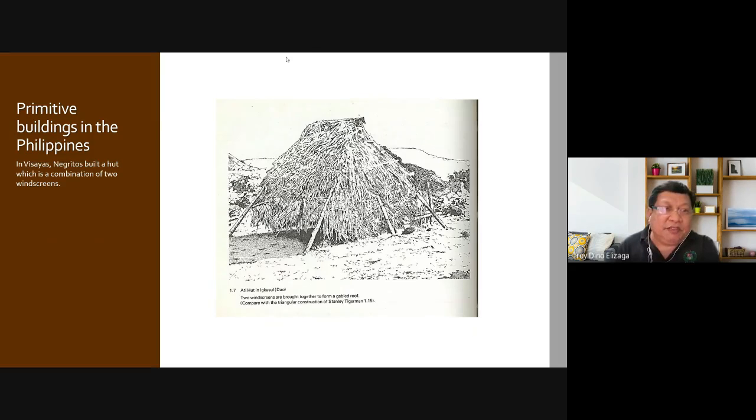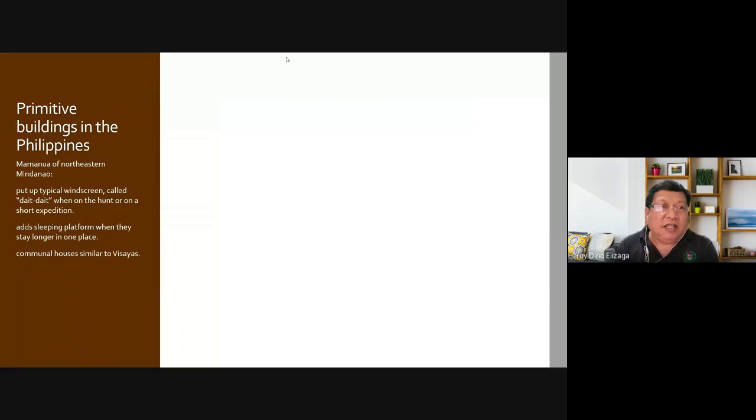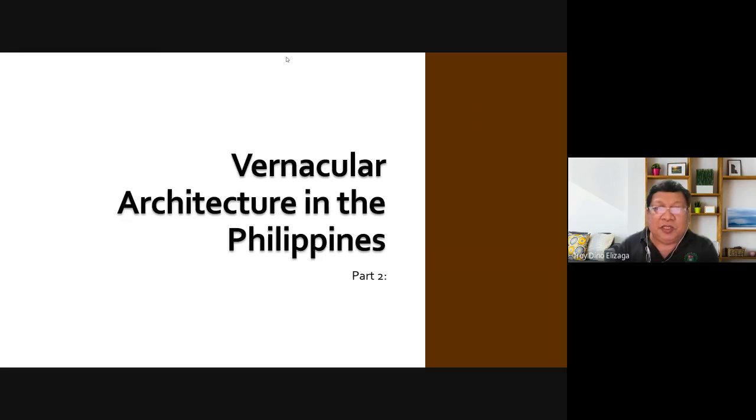So in Visayas, Negritos built a hut, which is a combination of two windscreens. So two windscreens combined made a hut. And then I could not really find a picture of what they call the dait-dait, which is the type of dwelling of the Mamanwa tribe of northeastern Mindanao.